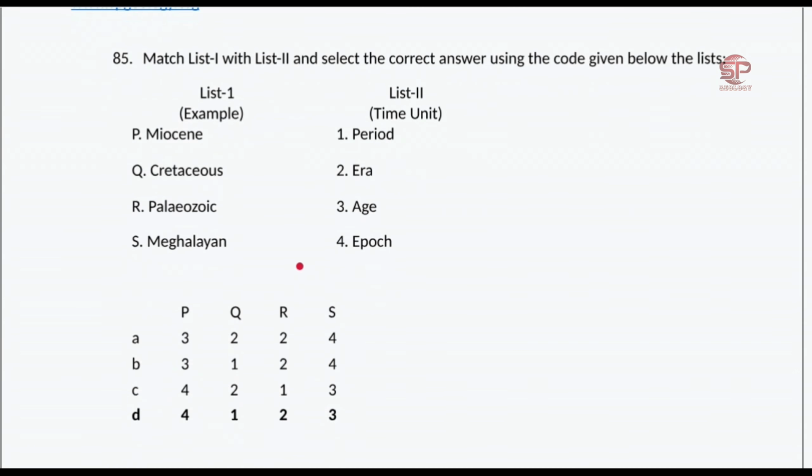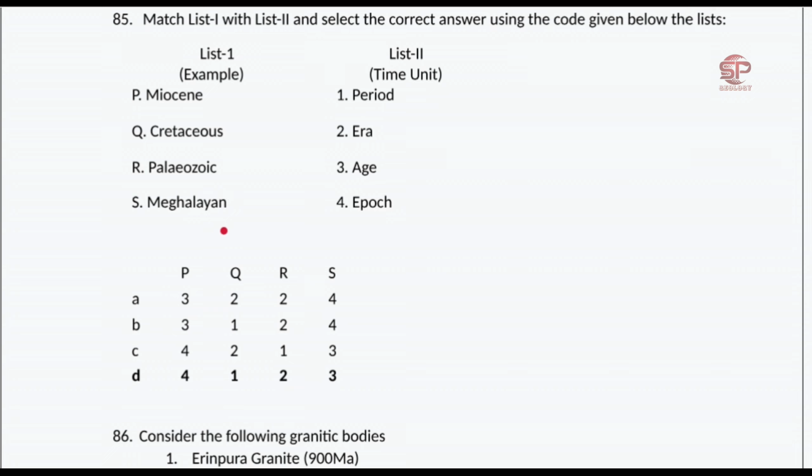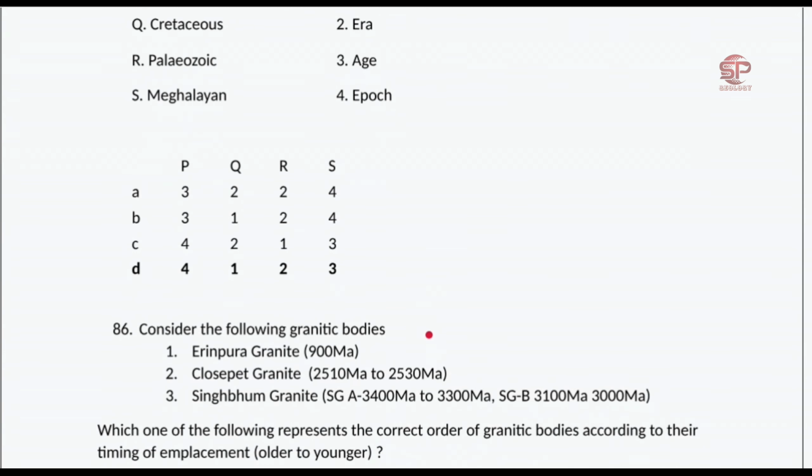Remember to match the correct answer. These are given different time periods, or you can say geological time. First, Miocene is an epoch, which comes in the Neogene period. Then Cretaceous is a period, it is in the Mesozoic. Then Paleozoic is an era. Then Meghalayan is the age, the latest stage, where we are living now. That is the Meghalayan age, started about 4,200 years ago.